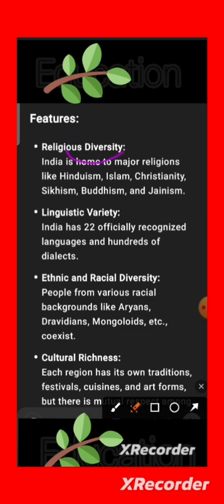Features: religious diversity. India is home to major religions like Hinduism, Islam, Christianity, Sikhism, Buddhism, Jainism. Linguistic variety. India has 22 officially recognized languages and hundreds of dialects. Ethnic and racial diversity. People from various racial backgrounds like Aryans, Dravidians, Mongoloids, etc. coexist.